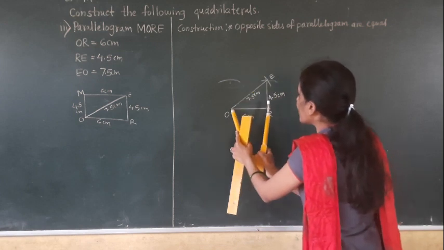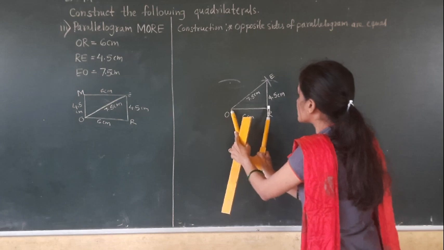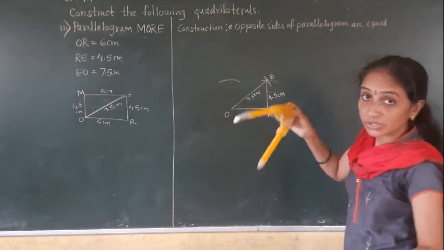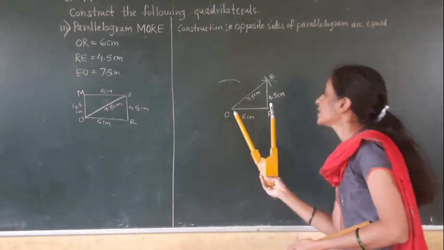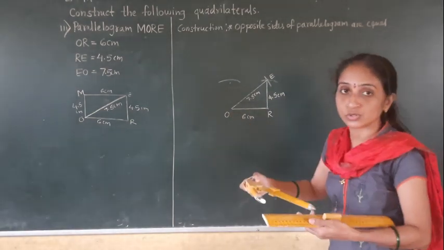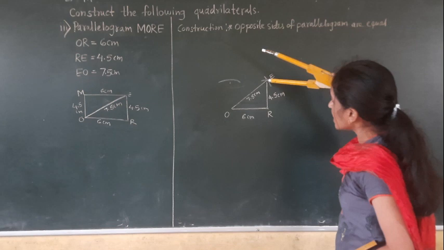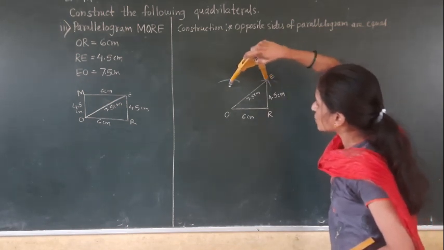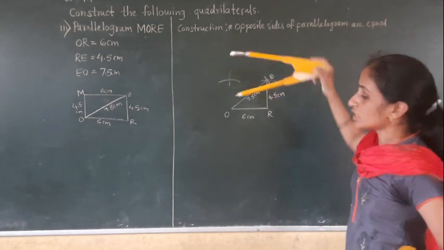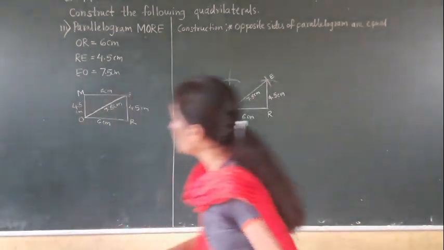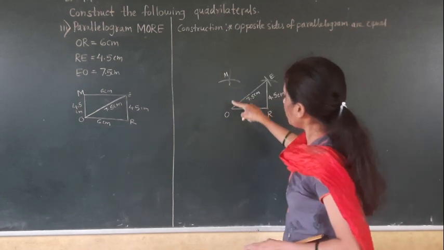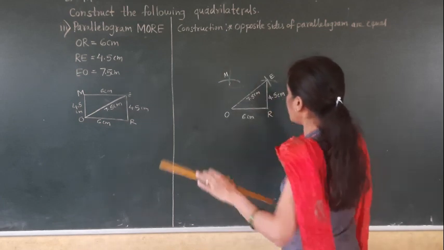So, take 6 cm radius in your compass. Either you can take it this way or you can use your ruler. Now, with E as the center and 6 cm radius, draw an arc cutting this arc. So, here we got which point? M. Now, join MO and ME.